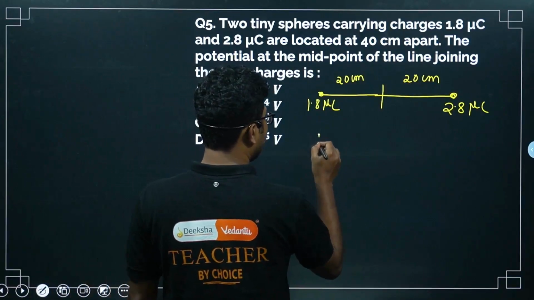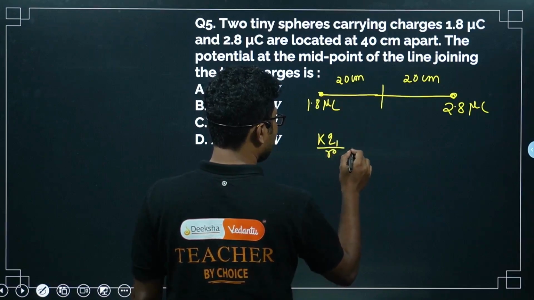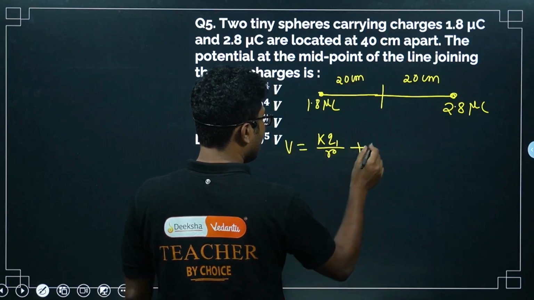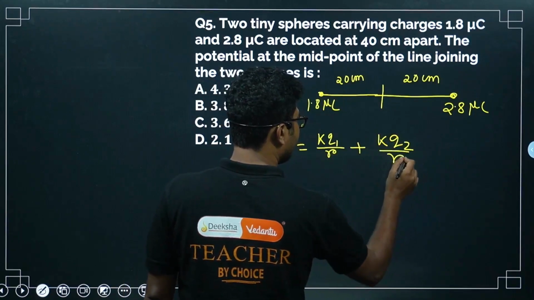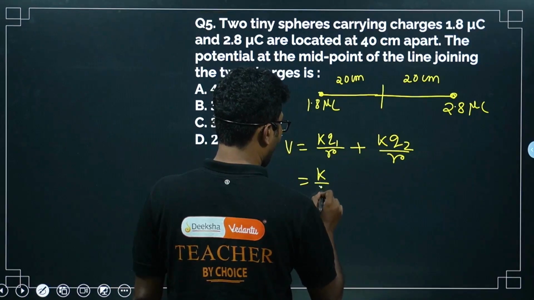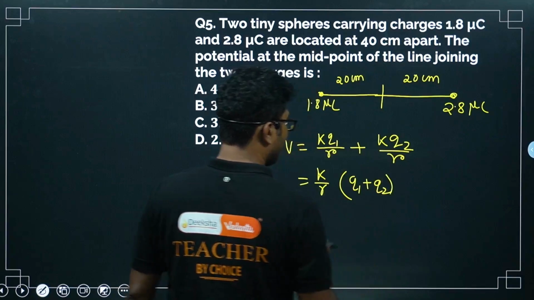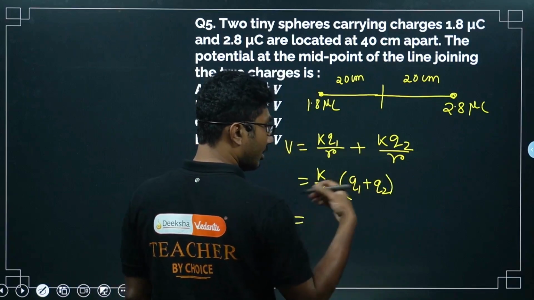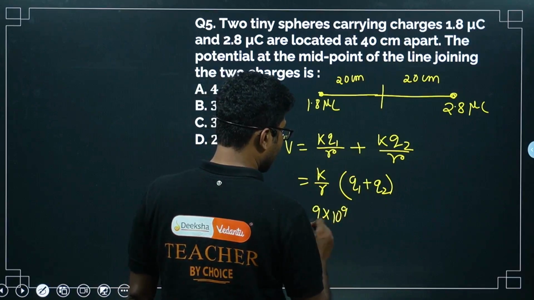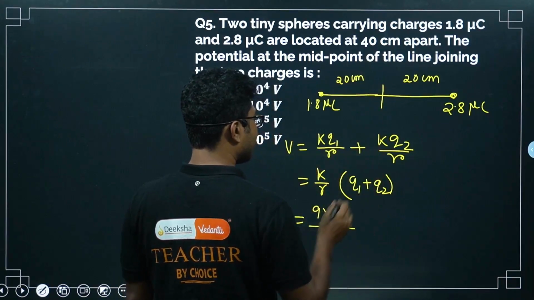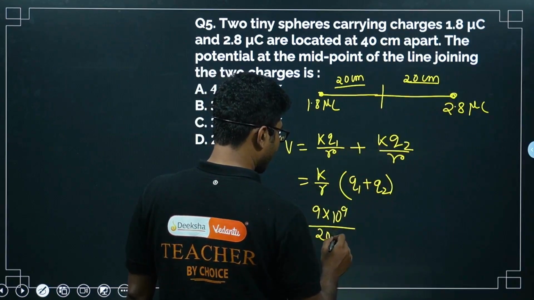So we know that K Q1 by R, both are at the same distance, so let's say R is the distance, plus K Q2 by R is the total potential. You can simply take K by R common and it will be Q1 plus Q2. This is the simpler way, though you don't need to write all the variables from the beginning. So final answer: K is 9 into 10 to the power of 9. Distance R is 20 centimeter in this case because it is half. So 20 centimeter, be careful, don't use 40.